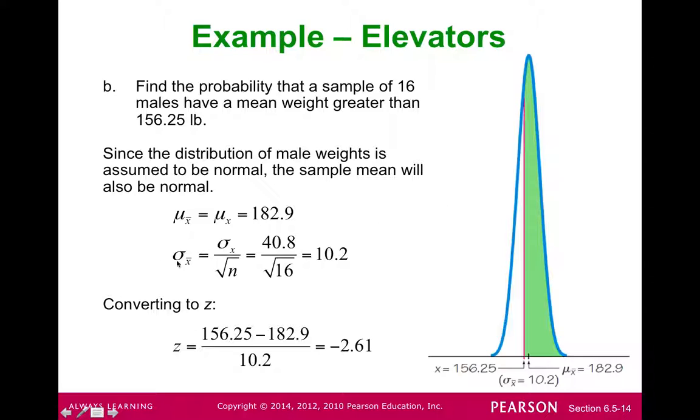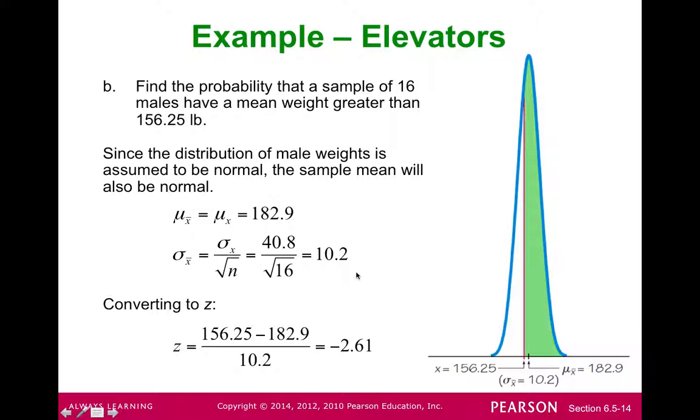Now for our standard deviation, we're going to have to do a little calculation, using the formula that was given to us earlier in this section. We're solving here for the standard deviation of the mean. Our standard deviation for X was given to us in the problem as 40.8, and we're told in this part that our sample is 16, so that's our n. So we're going to divide by the square root of 16. When we do that, we get 10.2 for our standard deviation.